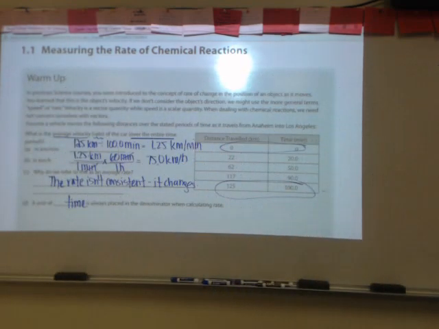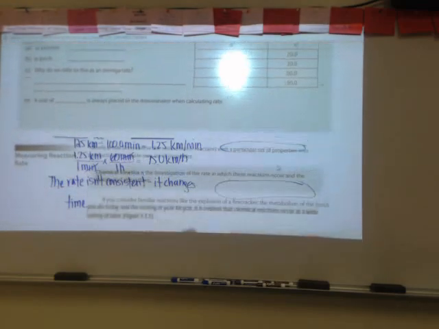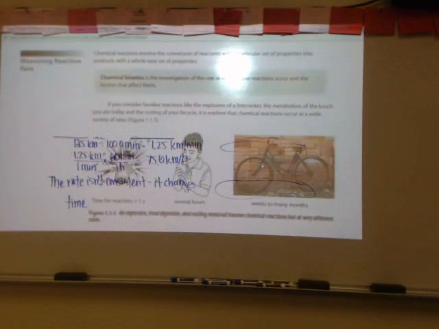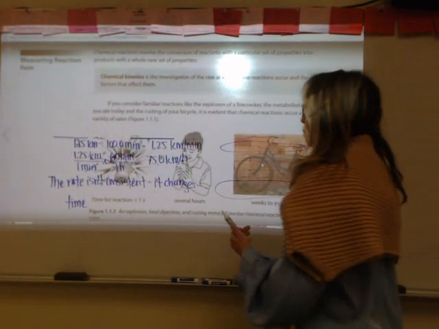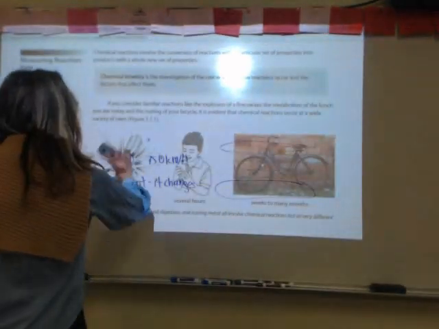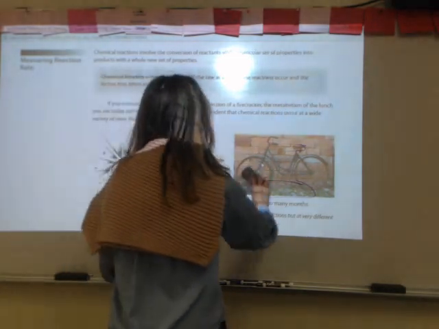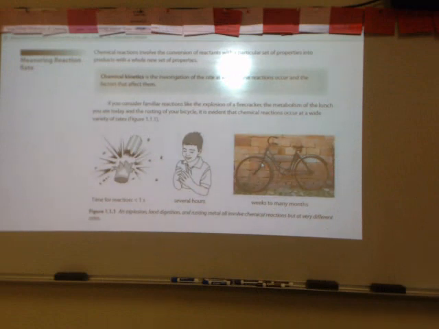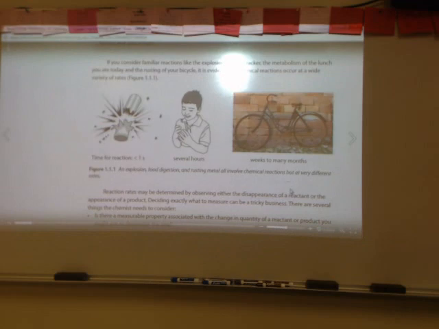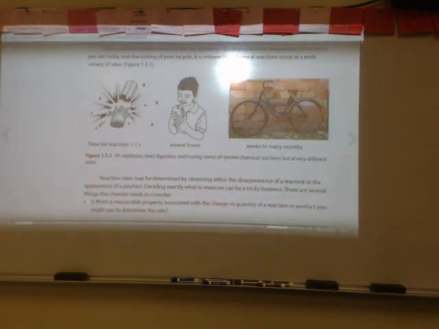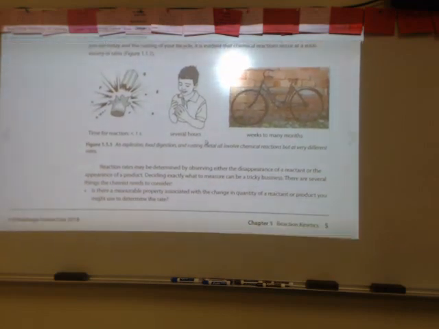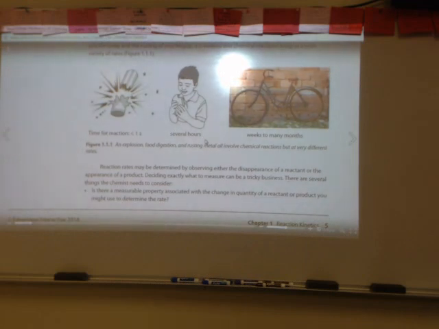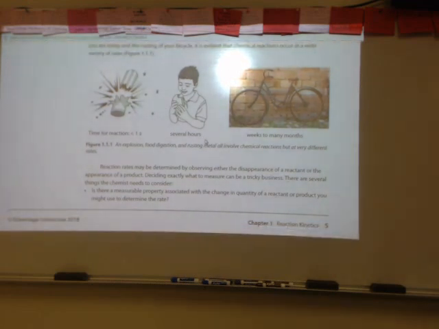Now, when we're measuring the rate of a chemical reaction, we're converting reactants with a unique set of properties to products with a completely different set of properties. So we're going to look at chemical kinetics, which is where we investigate the rate at which these reactions occur and what factors are affecting them. If you're looking at the explosion of a firecracker, that takes less than a second, whereas metabolizing something that you eat can take several hours, or rusting of a bicycle can take weeks to months to occur.